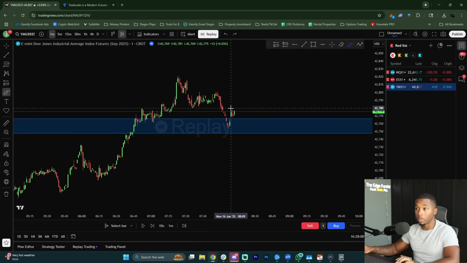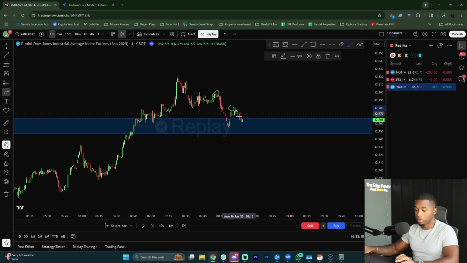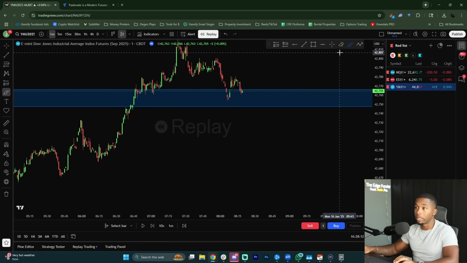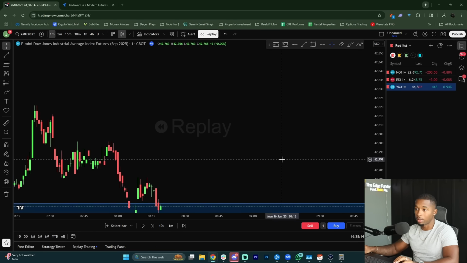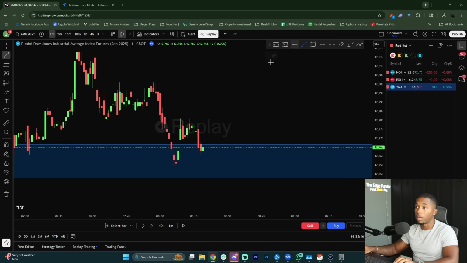So you see, we then created another lower high right here. So we had a high right here. Then we had a lower high right here. Now let's see what price ends up doing. We ended up not creating a new higher high. So we wouldn't have entered this trade just yet because we didn't have price break above our next lower high.